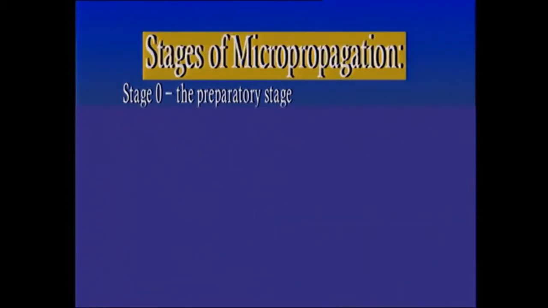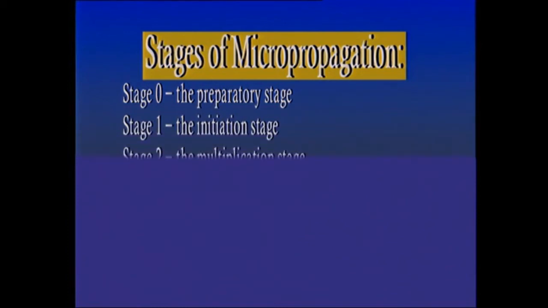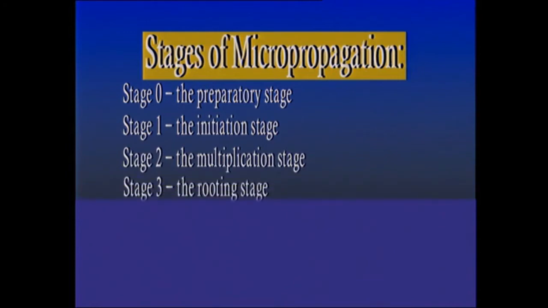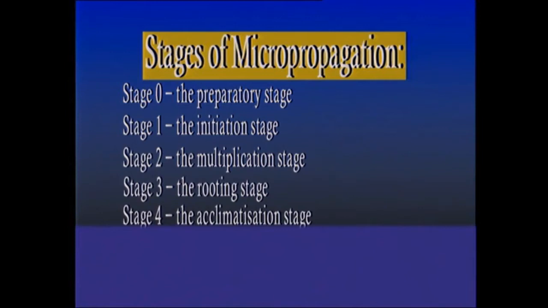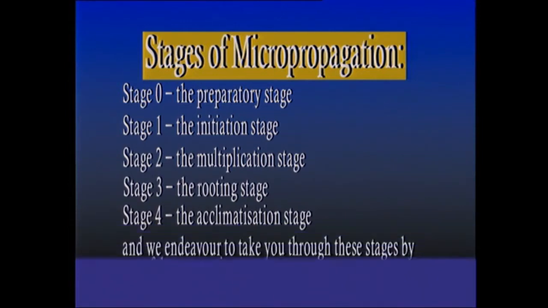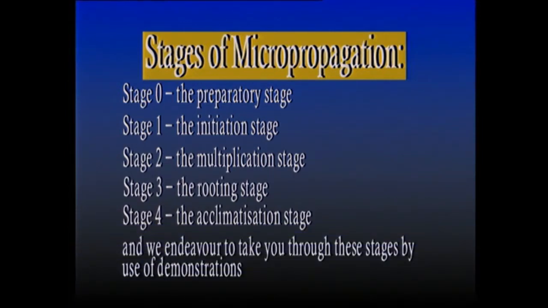The stages of micropropagation is summarized in the next slide. Stage 0, the preparatory stage. Stage 1, the initiation stage. Stage 2, the multiplication stage. Stage 3, the rooting stage, and finally, stage 4, the acclimatization stage. And we endeavor to take you through these stages by use of demonstration.